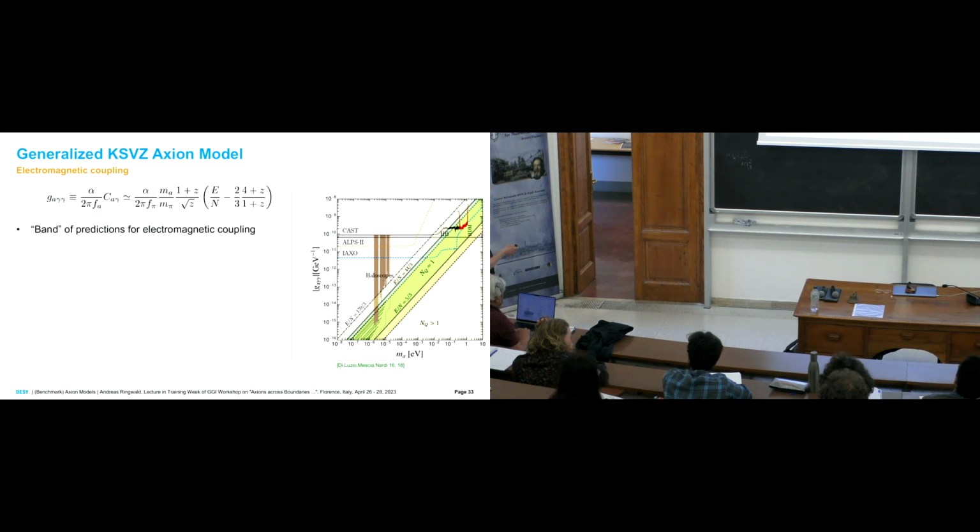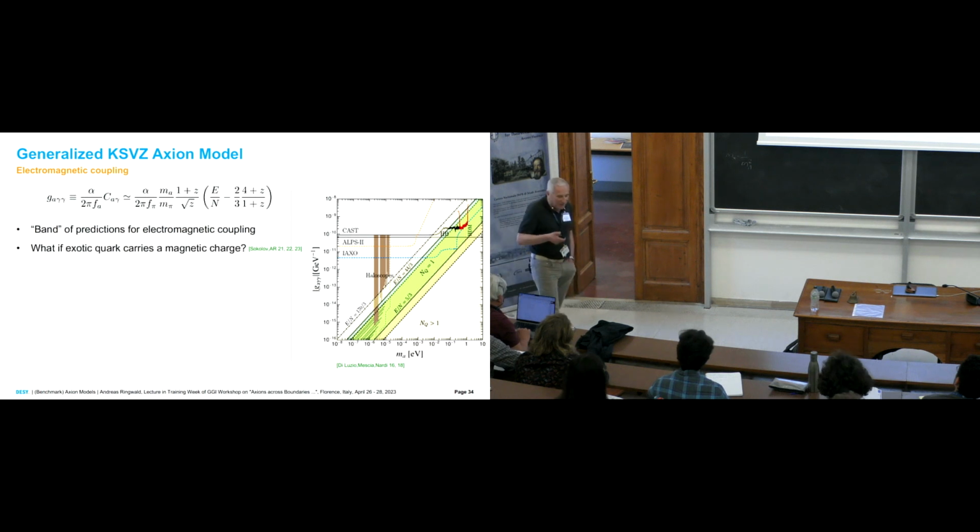Now, recently, and I will talk much more about that in about 2 weeks, one of my PhD students came to me and asked, so what if the exotic quark carries a magnetic charge and not just an electric charge? So it's a monopole. And what happens then? I said, oh, this is a very interesting question. And so we looked into that.